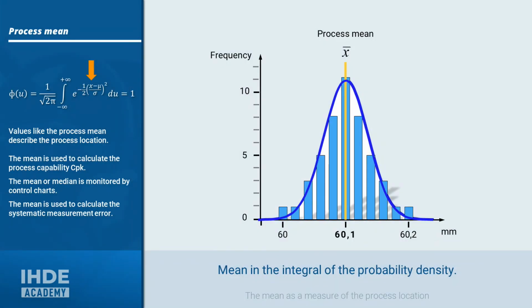Mean values are used for many calculations within the framework of statistical process control. For example, the mean is used to calculate the process capability index CPK. Also, the mean or median are monitored by control charts. And the mean is used to calculate the systematic measurement error of a measuring instrument, to name just a few examples. So, mean values play an important role, which is why it is so important to know them.